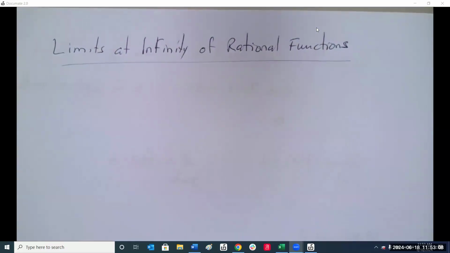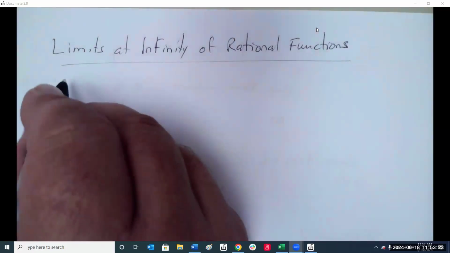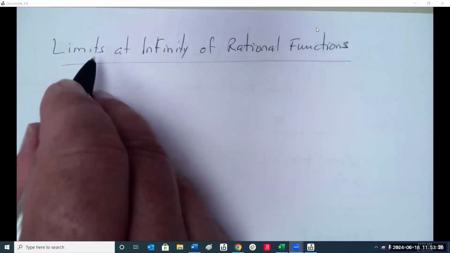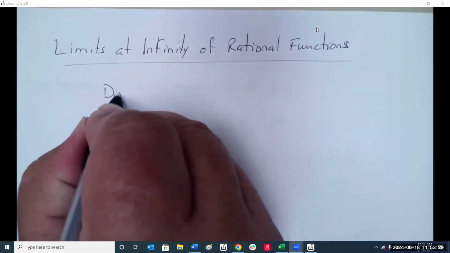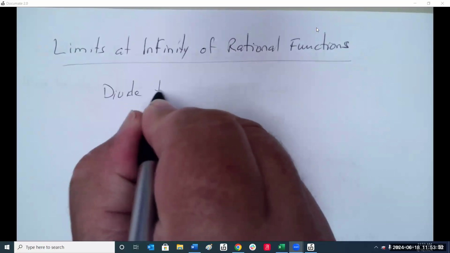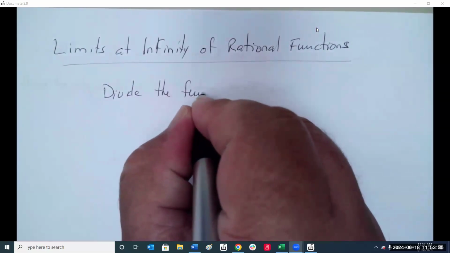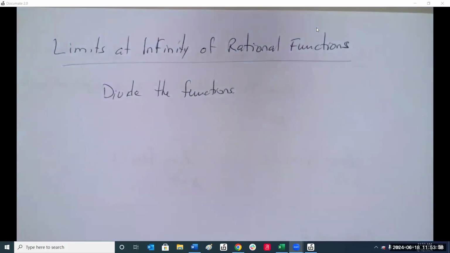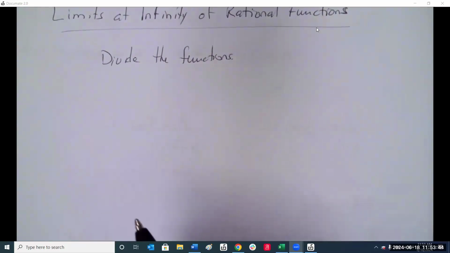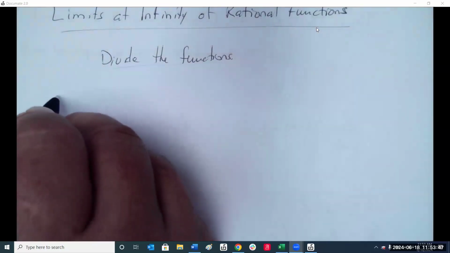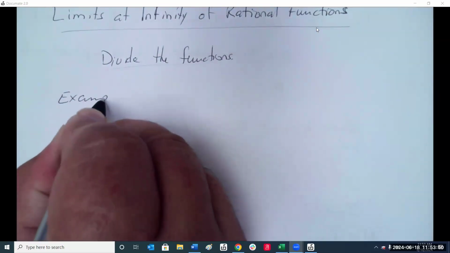I don't know what all you remember from algebra when you talked about asymptotes. Because that's exactly when you go to infinity or you look at functions like this, we're looking at asymptotes. Typically, whenever you have rational functions going to infinity, divide the functions. So do the division and see what happens. Let's look at example 3.